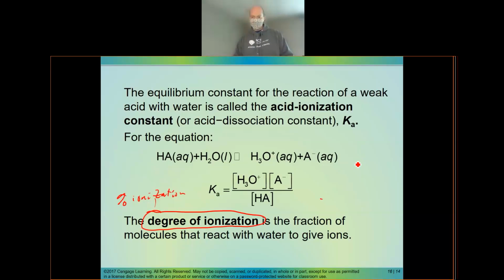Remember the equation for that. It is the X over your initial concentration. All right, so that's how you get degree of ionization. Times 100 will give you percent ionization.